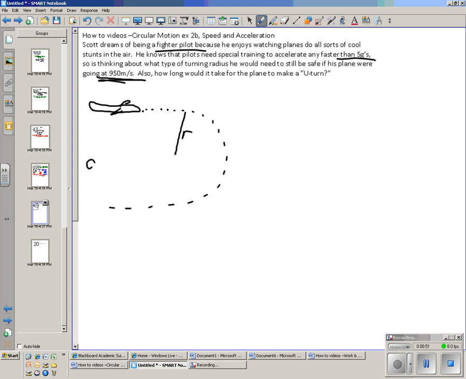So let's see. We said that acceleration is going to be 5 G's, and we know that a G is 9.8. So let's go ahead and multiply. So 5 times 9.8 meters per second squared. We have acceleration is 49 meters per second squared. And the tangential velocity we said is 950 meters per second, which, depending on elevation, is about 2.5 or 3 on the Mach scale. So about Mach 2.5, Mach 3.